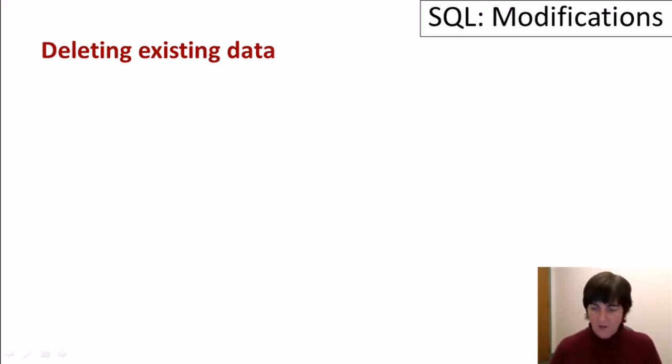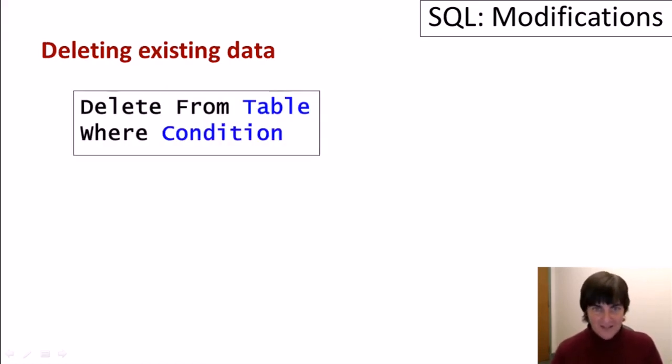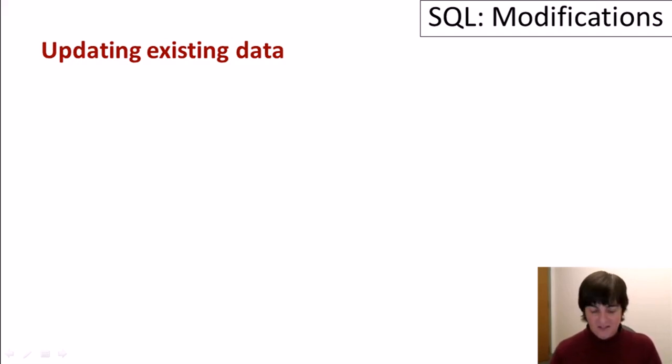To delete data, we have a fairly simple command. It says we delete from table where a certain condition is true. So this condition is similar to the conditions that we see in the select statement, and every tuple in the table that satisfies this condition will be deleted. Now this condition can be fairly complicated. It can include subqueries, it can include aggregation over other tables, and so on, again to be seen in our demo.